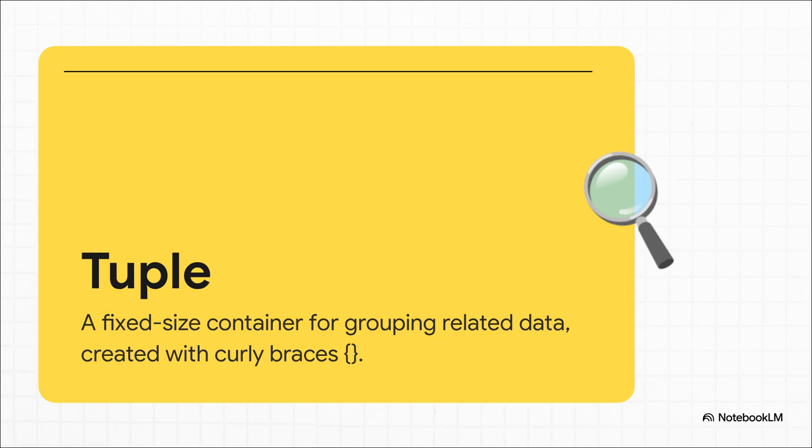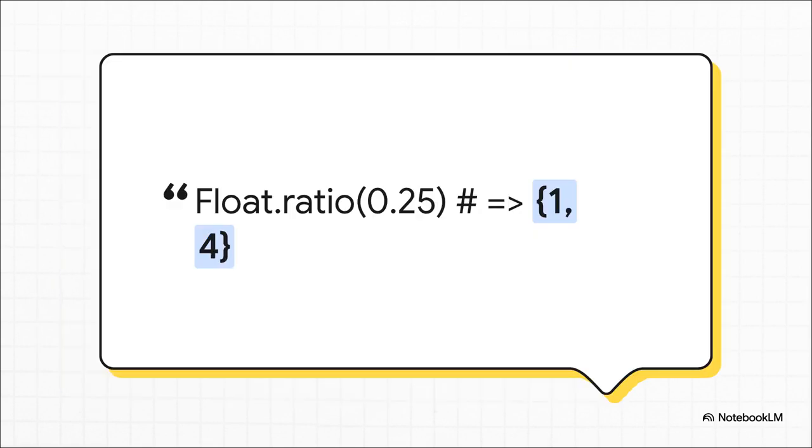Super handy. And here's a great example of how Elixir itself uses tuples all the time. If you ask it for the ratio of a number, like 0.25, it doesn't just give you one number back. It gives you a tuple, {1, 4}, containing both the numerator and the denominator. It's just a standard, clean way to return multiple, related values from a function.